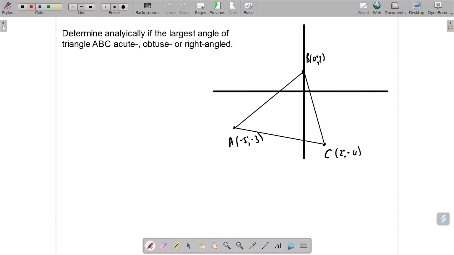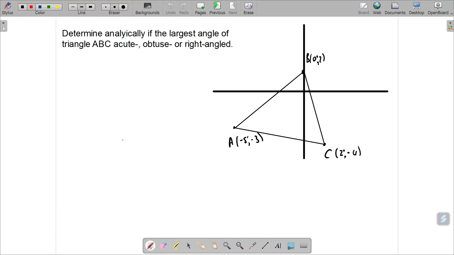I'm now looking at a slightly interesting example. Okay, determine analytically. Now, this problem can be solved using trigonometry. It can be solved by drawing an accurate diagram. It can be solved by simply looking at the picture and saying, I know the answer. But they do say to you, determine analytically if the largest angle of this triangle is acute, obtuse, or right angled.